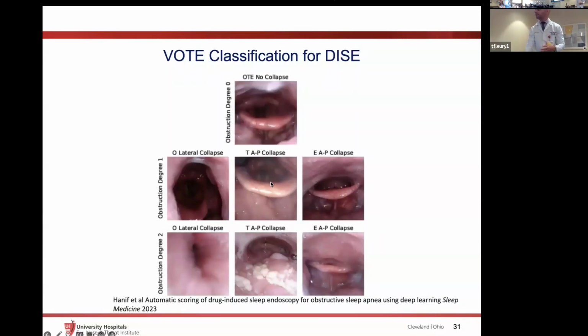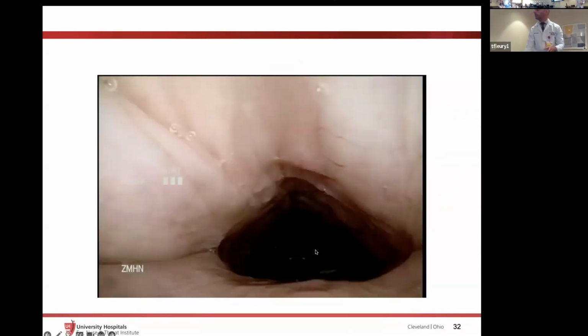So this is just looking at oropharynx. It has no collapse. Then we have lateral collapse here, then anterior-posterior collapse. We'll look at videos, and I think it will make a lot more sense here.